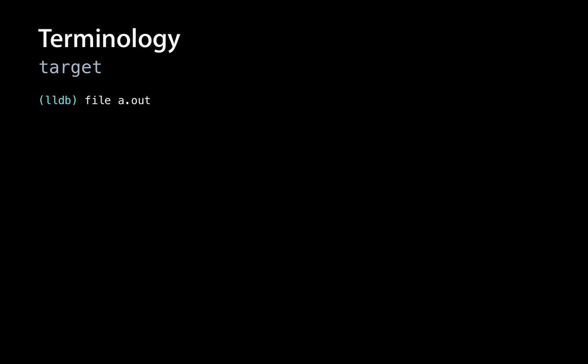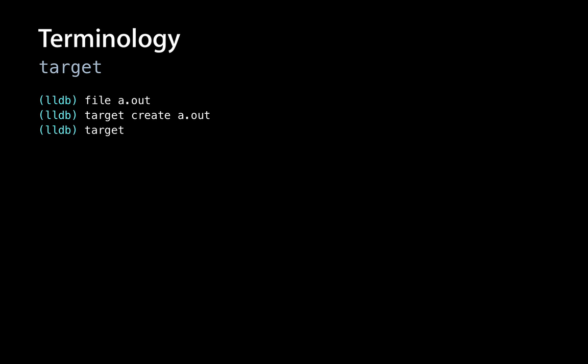A target is something that represents your debug session. It contains your breakpoints, and it contains all the information that persists between runs. Now, file a.out is an alias to target create a.out. That allows us to create a new target that we want to debug.